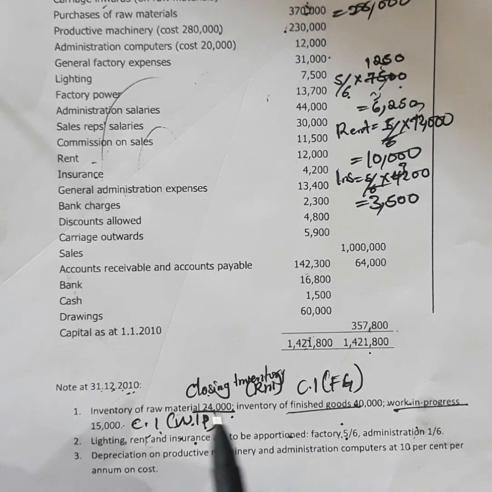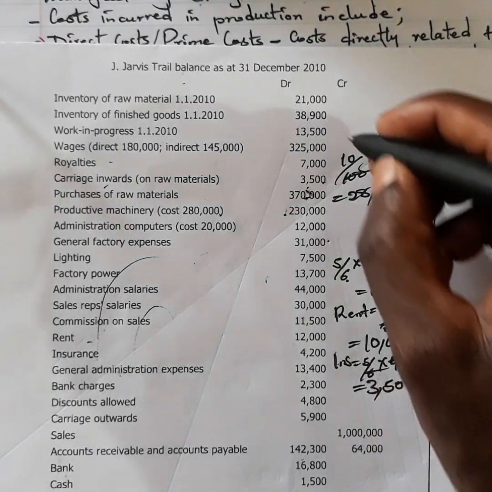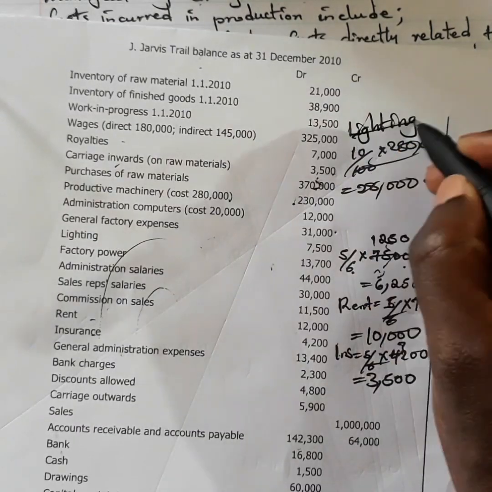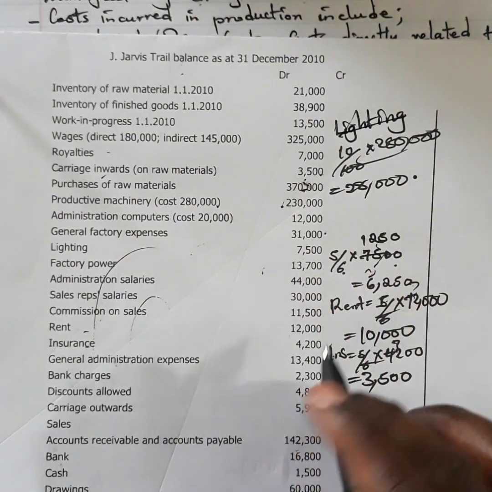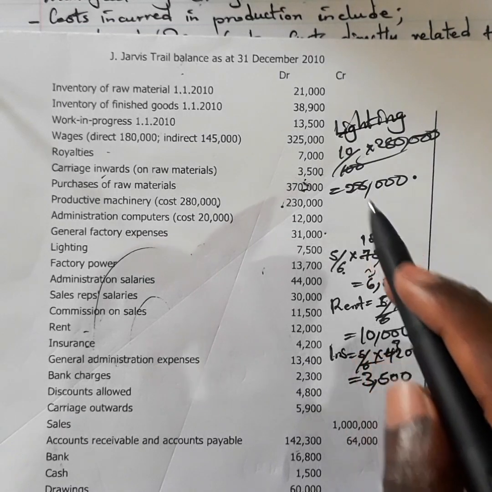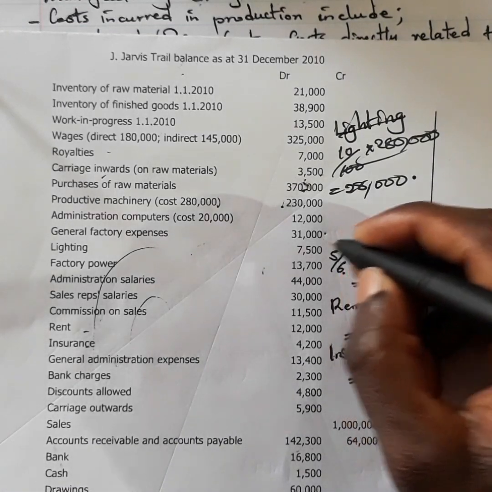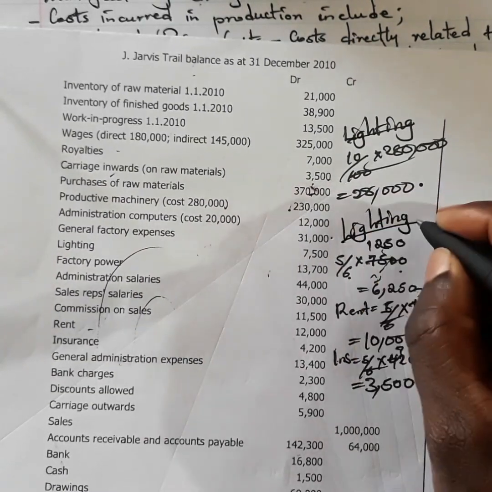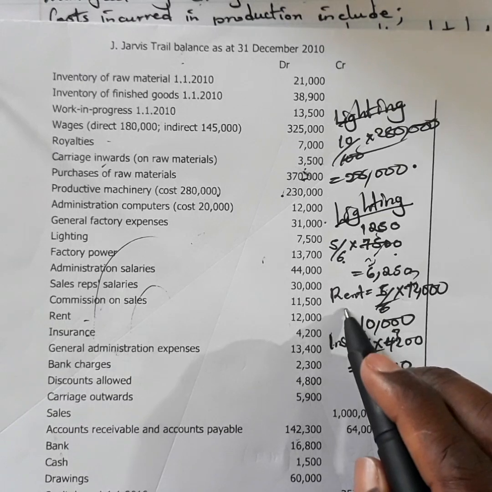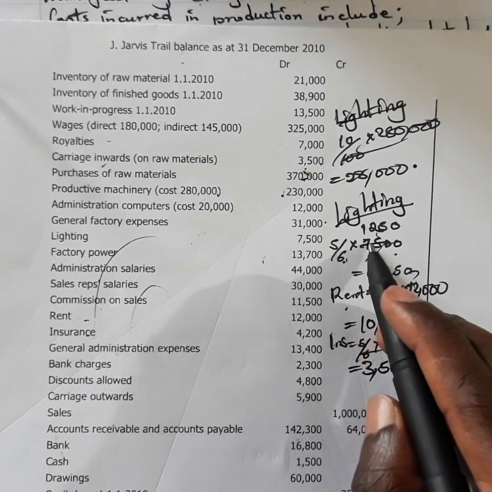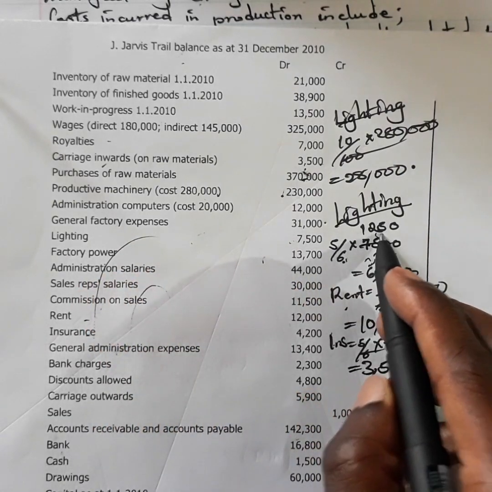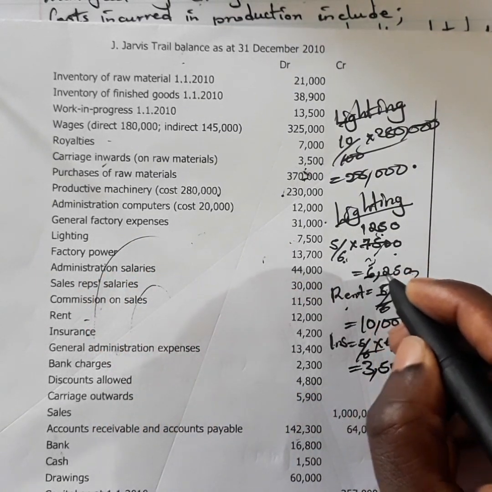So when we make adjustments for lighting, we see which value we are going to transfer to the manufacturing account. Lighting should be 5/6 times this value here, which is 7,500, and what we get is 6,250.